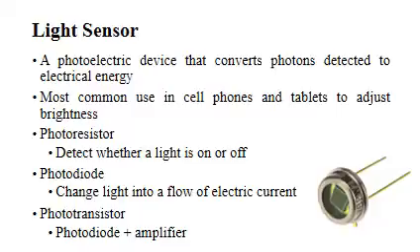The most common light sensor type that is used in a light sensor circuit is the photoresistor, also known as a light dependent resistor, that is LDR. Photoresistors are used to simply detect whether a light is on or off and compare relative light levels throughout a day. Photodiodes are another type of light sensor, but instead of using the change in resistance like an LDR, they are more sensitive to light, easily changing light into a flow of electric current.